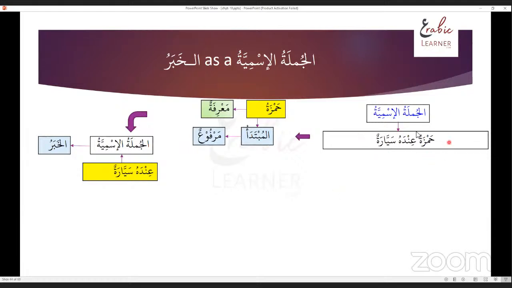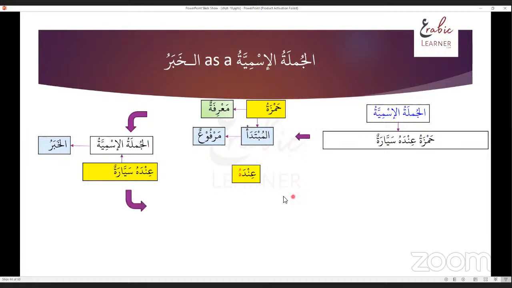See, this whole thing is a jumla, Sister Tasneem. Hamzatu indahu sayyaratun is a whole jumla. Now, within the jumla, there is a smaller jumla also. Indahu sayyaratun itself is a jumla. Okay? A big sentence, what I mean is, Hamzatu indahu sayyaratun is the sentence, and within that is another sentence. That's what I mean, Sister Tasneem.